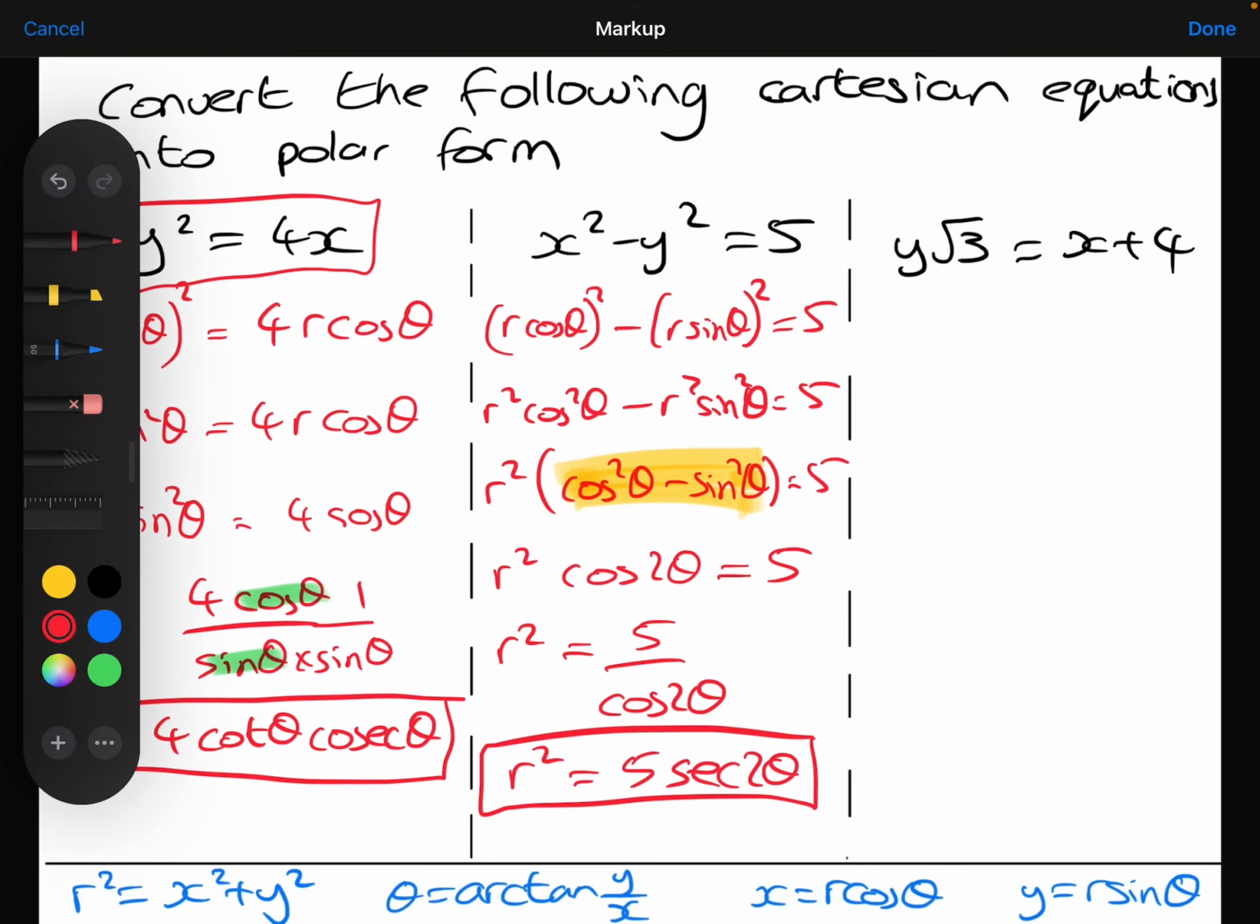Last example now. First step, exactly the same. Let's replace that y with an r sine theta. Let's replace that x with an r cos theta. Like that. I am then going to collect up the r terms. Remember, I'm trying to make r the subject here. So let's subtract that r cos theta away from both sides. So I've got r root 3 sine theta minus r cos theta equals 4, and factorise the r outside.